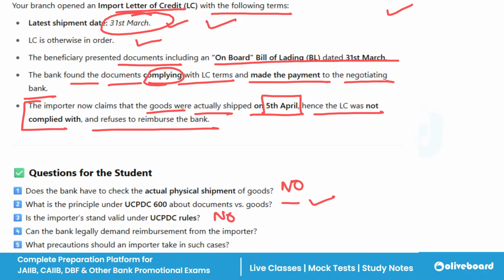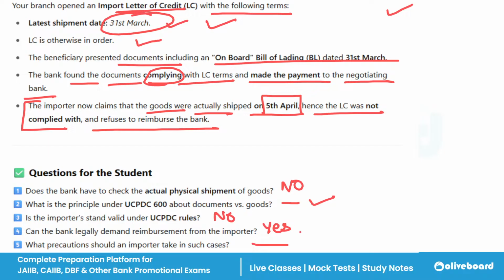Can the bank demand reimbursement? Obviously, yes. Why? Once the bank finds the documents are okay and following the rules, the applicant must reimburse the bank, because the dispute about actual shipment is between the buyer and seller, not the buyer and bank.